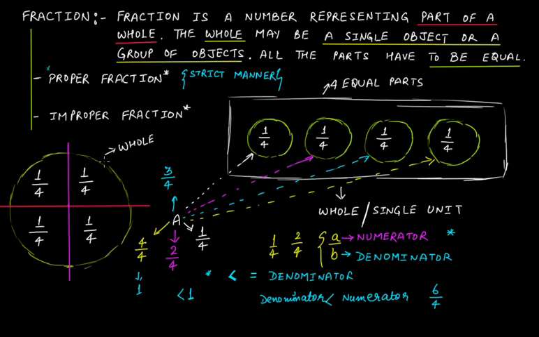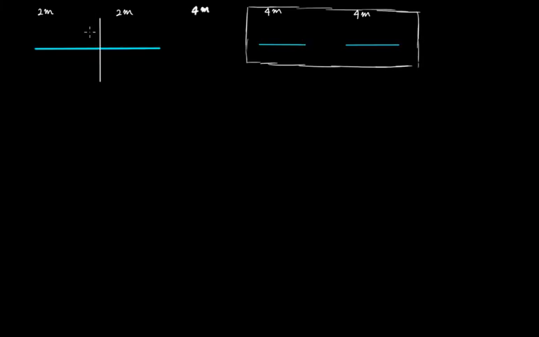In this example, we took one pizza as a whole, and in the next example, we took 4 pizzas as a whole. We took this collection as a whole, whereas in the first example, we took one pizza as a whole. In this example, we are taking one single rod as a whole, and in this one, we are taking a collection of two rods of the same length as a whole. This is our one whole or single rod. This is one. So if I divide this into two equal parts, this collection also has two rods of equal length, right? 4 meters and 4 meters.